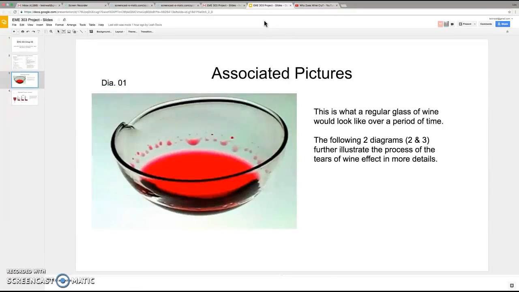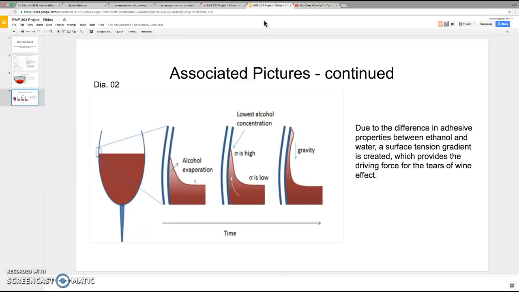This picture is a picture of a regular glass of wine and what it would look like over a period of time. Now we're going to show two more diagrams that will further illustrate the process of tears of wine in more detail. Due to the difference in adhesive properties between ethanol and water, a surface tension gradient is created, which provides the driving force for the tears of wine effect, as we have talked about.